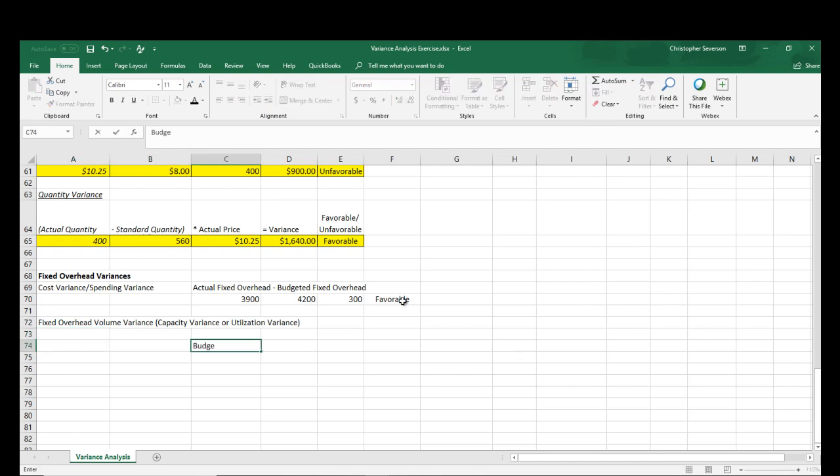The calculation here is budgeted fixed overhead, which we already have. That's $4,200 from up above. But it's minus allocated fixed overhead. So let's talk about this for a second.